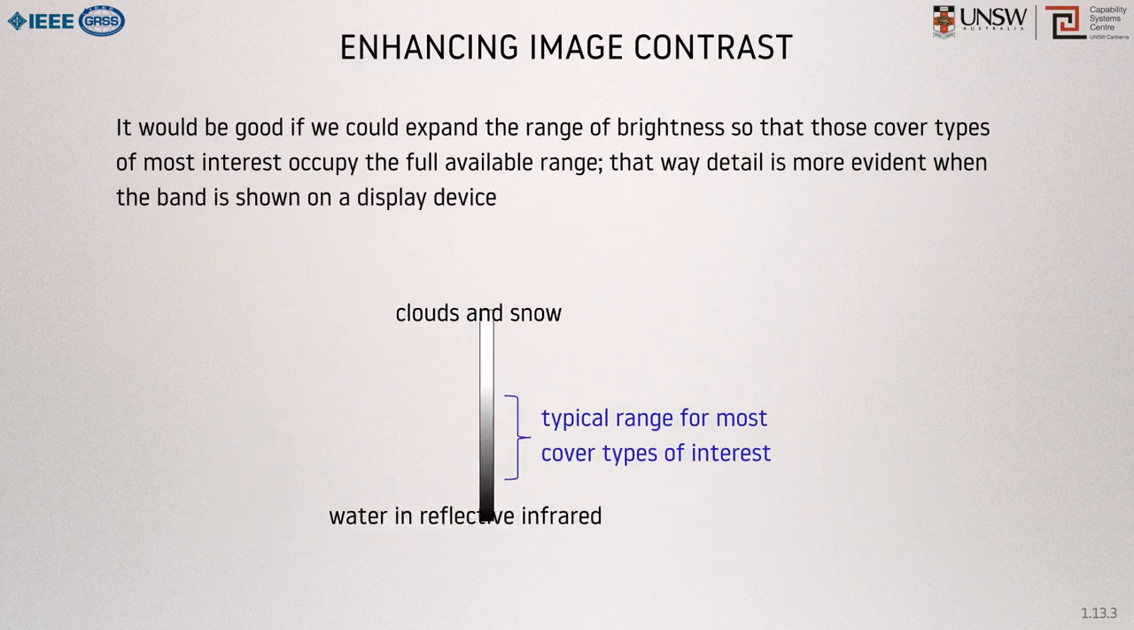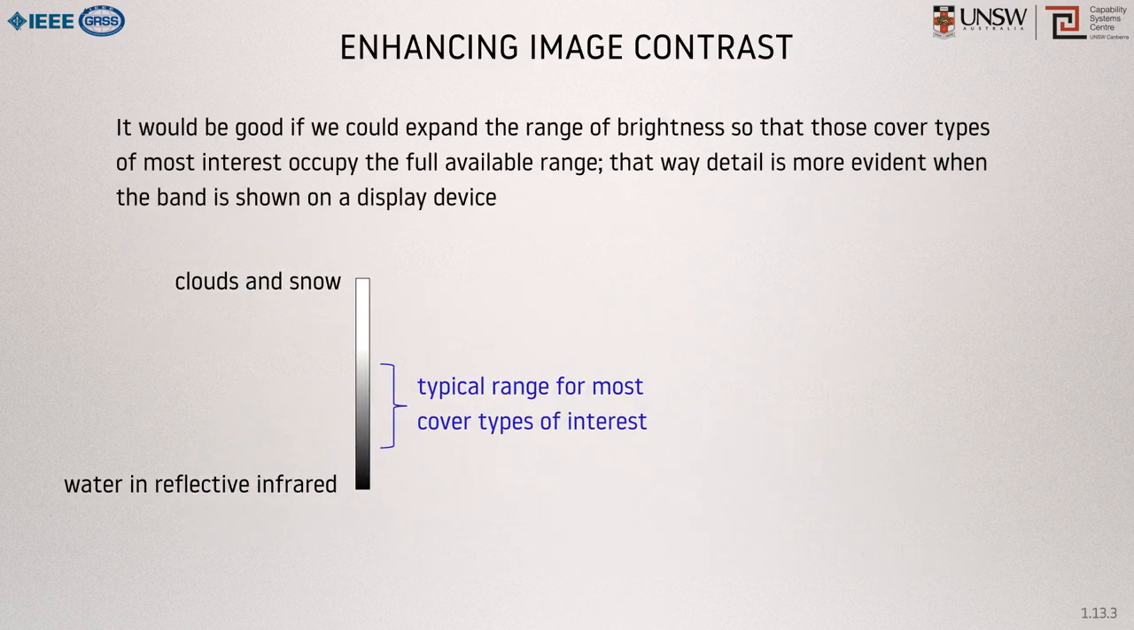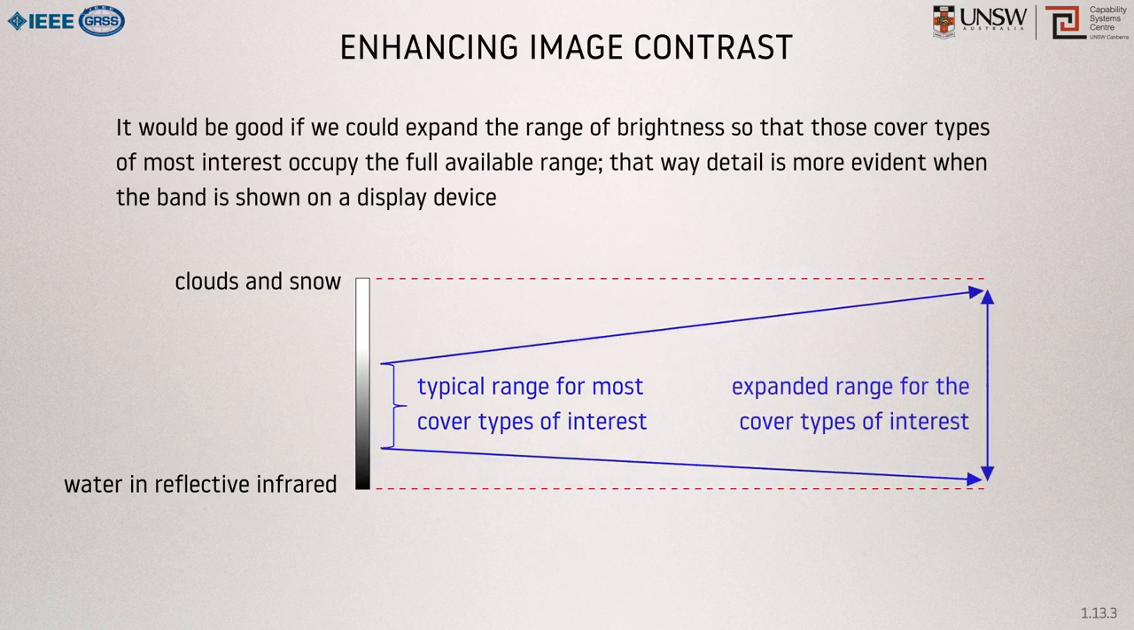For a typical recorded image, the appearance is therefore slightly dull and poor in contrast. It would be good if we could expand the range of recorded brightness so that the signal of interest covers the full range from black to white. What we need to do now is understand how that can be made to occur.